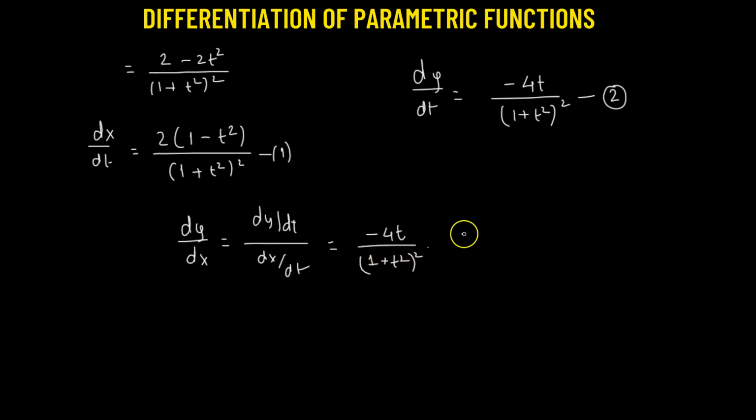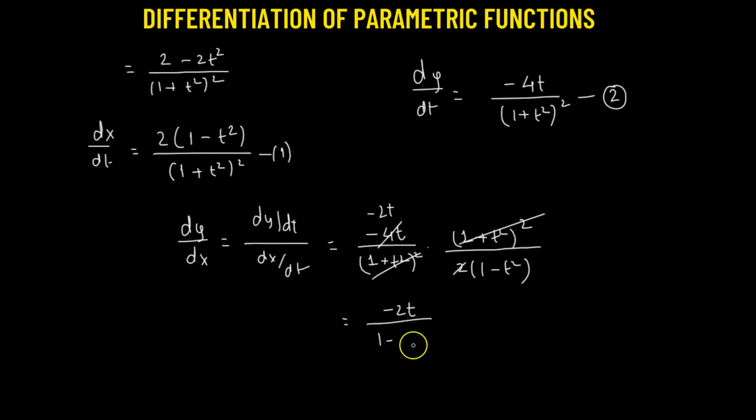This gets multiplied by 1 plus t squared whole squared divided by 2 times 1 minus t squared, which will be equal to, so this and this will factor out, and 2 times 2, so we have negative 2t here. So negative 2t divided by 1 minus t squared. This is the value of the derivative of y with respect to x.